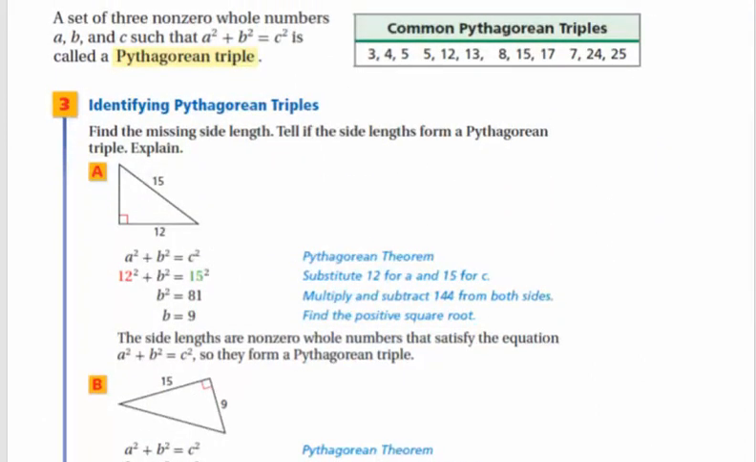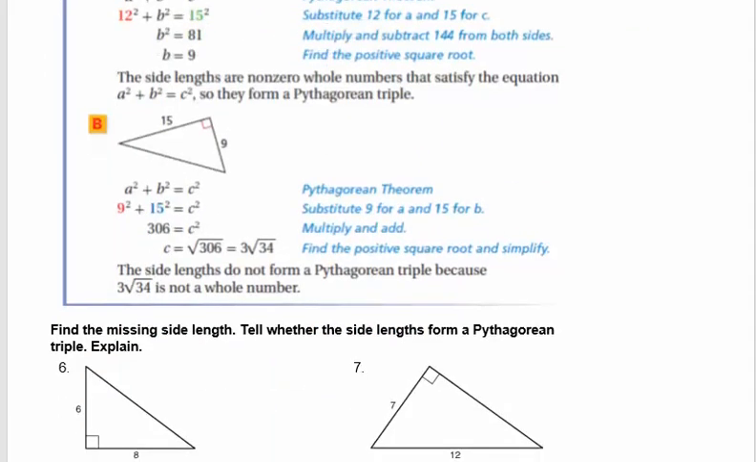If you have 3 non-zero whole numbers, such that a squared plus b squared equals c squared, you call that a Pythagorean triple. This is a famous one, the 3, 4, 5, but there's other ones as well. So if all of your sides end up being a whole number, then you call it a Pythagorean triple. You can check by plugging it into the Pythagorean theorem.